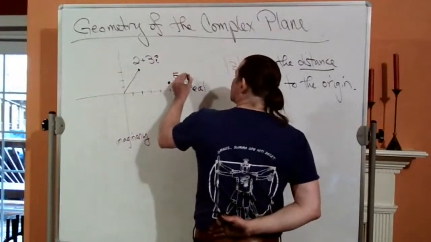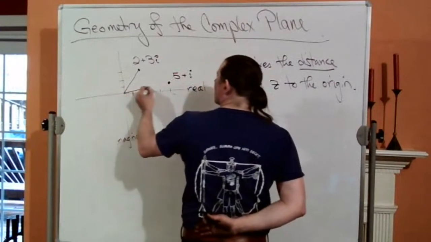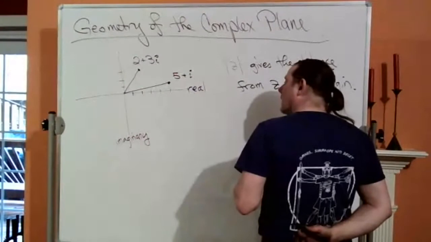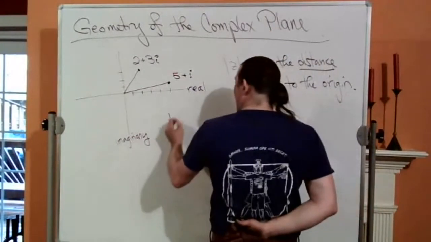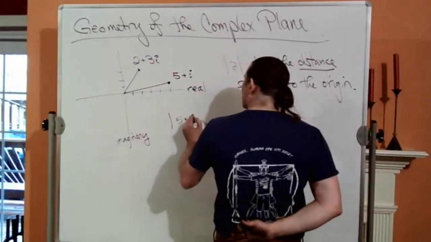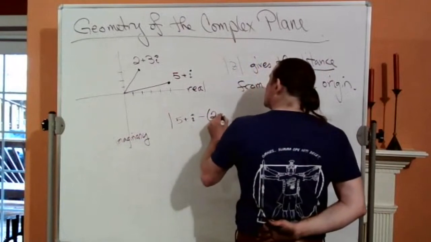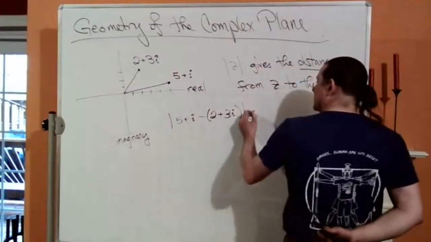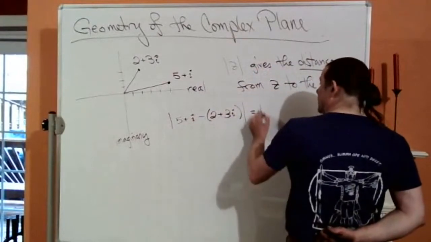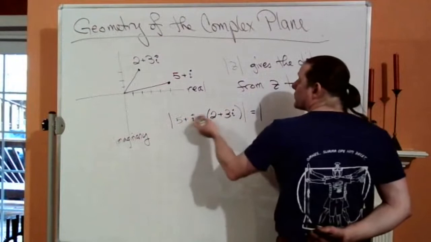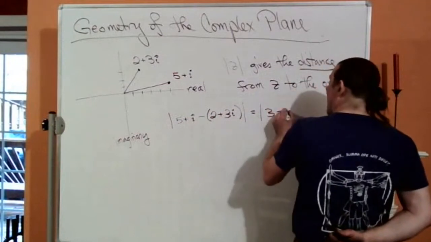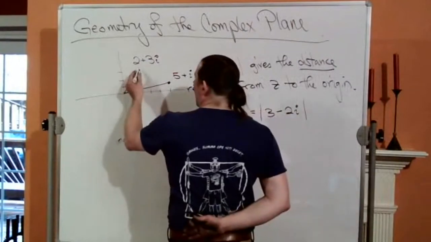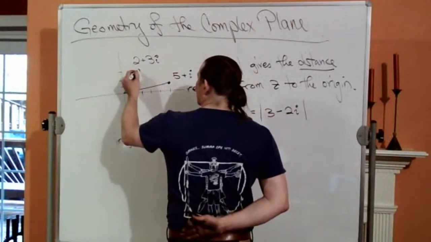let's say this is 5 plus i, what do you suppose the modulus of 5 plus i minus 2 plus 3i represents? So this is going to be 3 minus 2i, right? Because I go 3 over and 2 down.